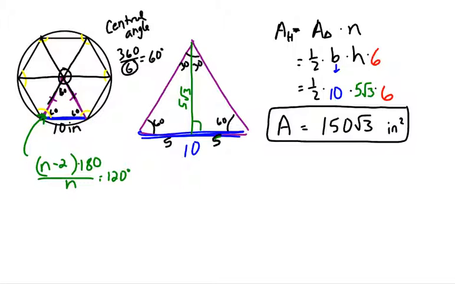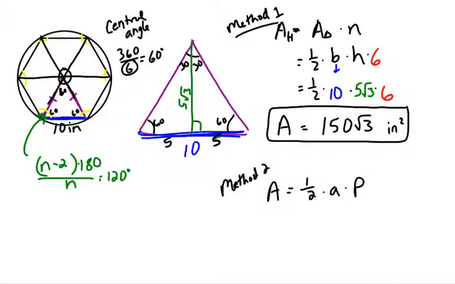Okay? Really didn't have a new formula there. We just use the area of the triangle and multiply by the number of sides. If you prefer, this is Method 1. Method 2 was the formula I told you: area is 1/2 times the apothem times the perimeter. And I am going to show you that that works and gives us the same answer.